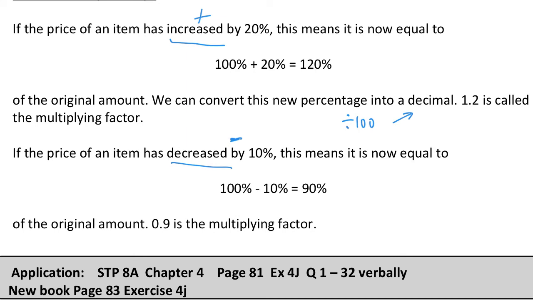And now you should be ready to attempt exercise 4J, questions 1 to 32 on page 81 if you're using the old book, or page 83 if you're using the new books.